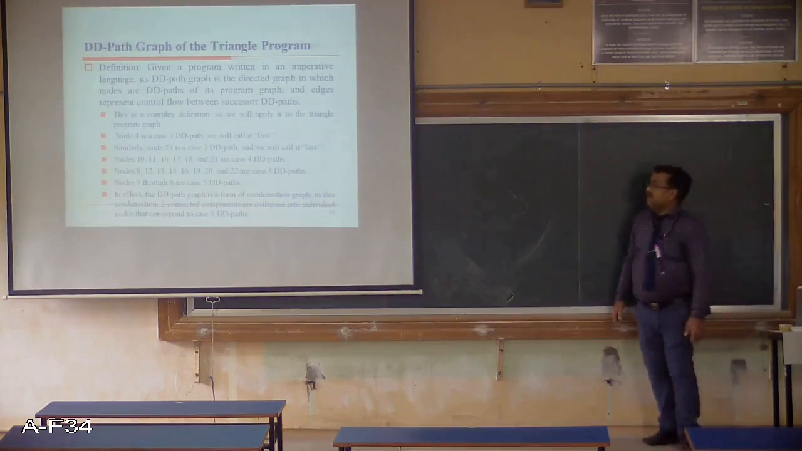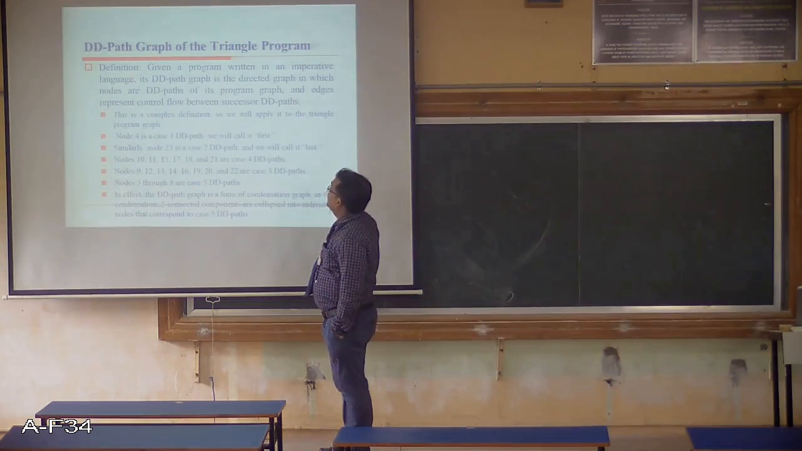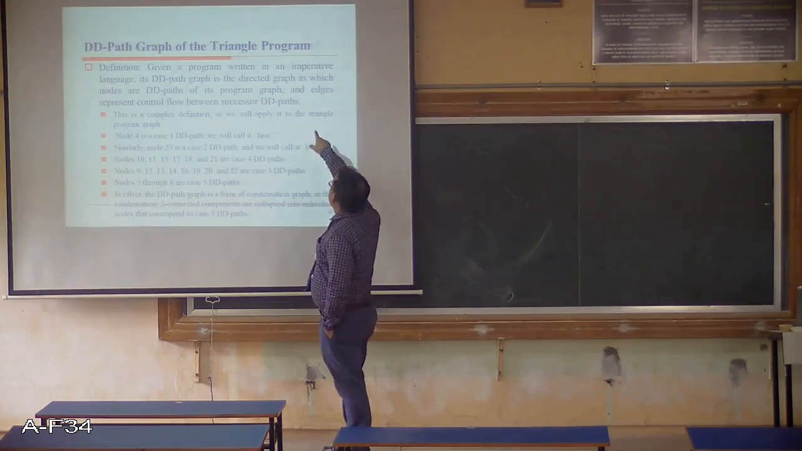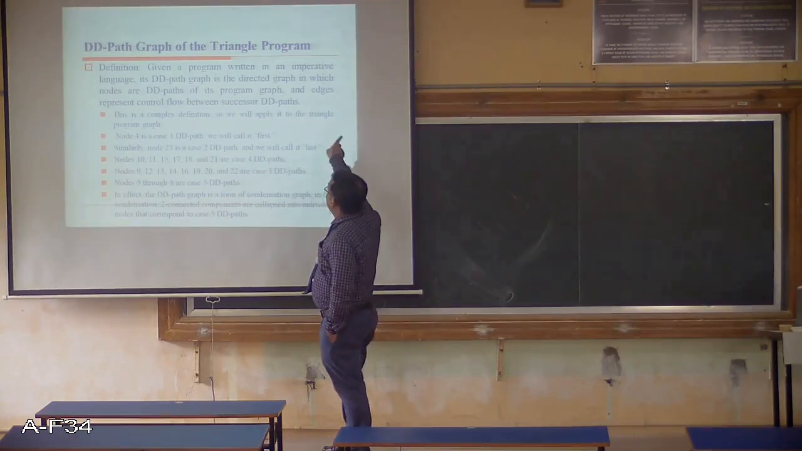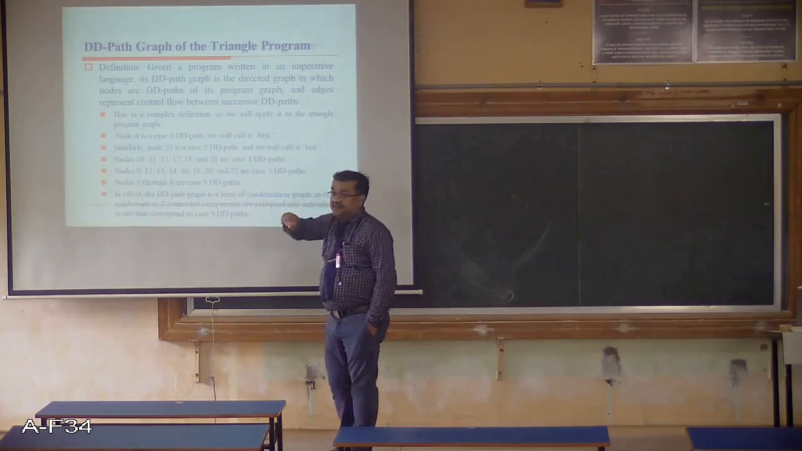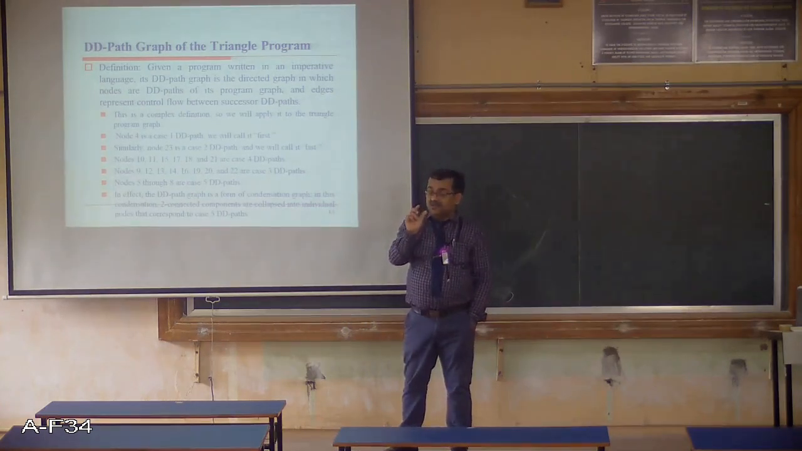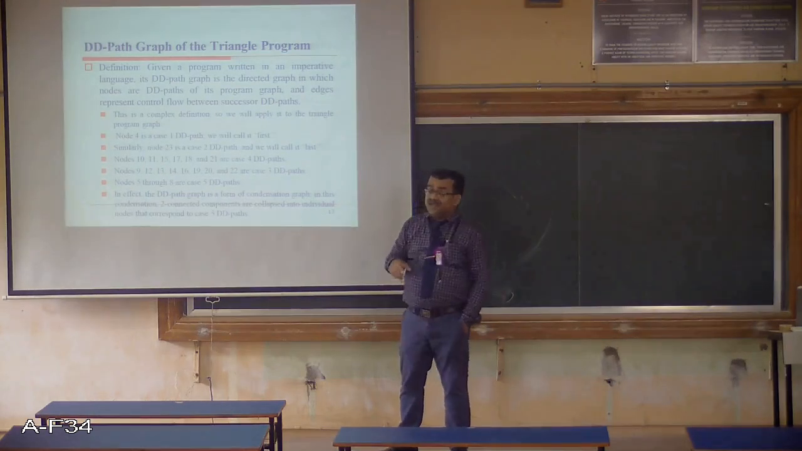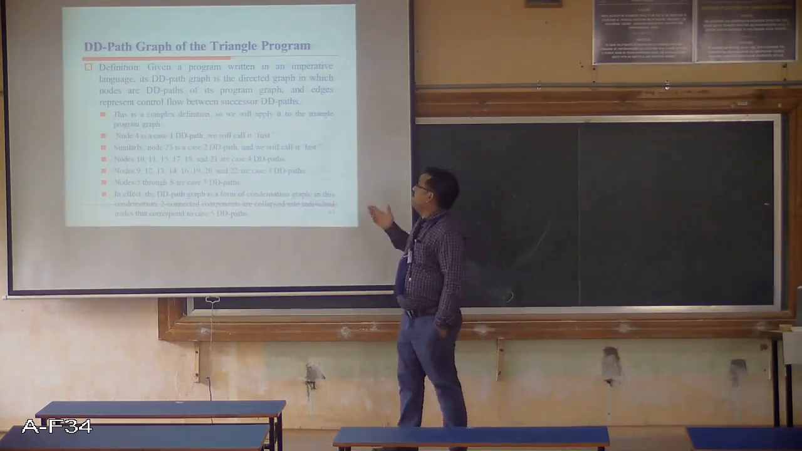The definition of a DDpath graph is: given a program written in an imperative language, the DDpath graph is the directed graph in which nodes are the DDpaths of its program graph, and the edges represent the control flow between successor DDpaths. So in the DDpath graph, the nodes are not single execution statements but DDpaths, and the edges control the program flow from one DDpath to another DDpath. That becomes the DDpath graph.